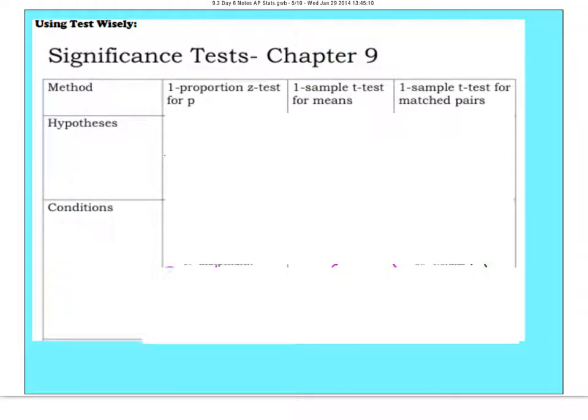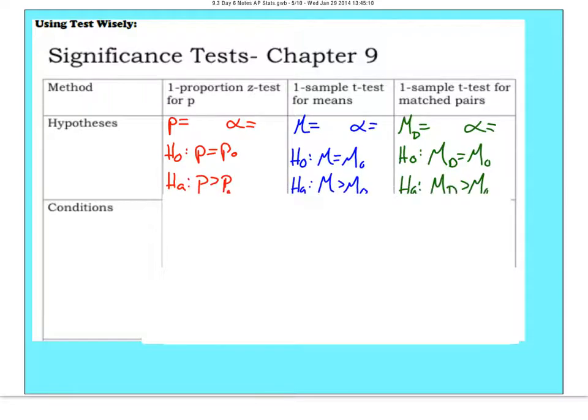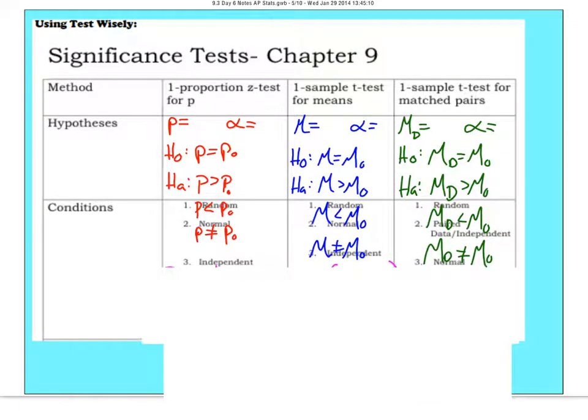What would your hypotheses look like for that? Remember, in writing your hypotheses, there's a variety of different ways you could do it. For the proportions, we are establishing that p is equal to p naught, and then we're going to either do a one-sided or two-sided test for H sub a. For the means, mu is equal to mu naught, and again, one of the three tests.